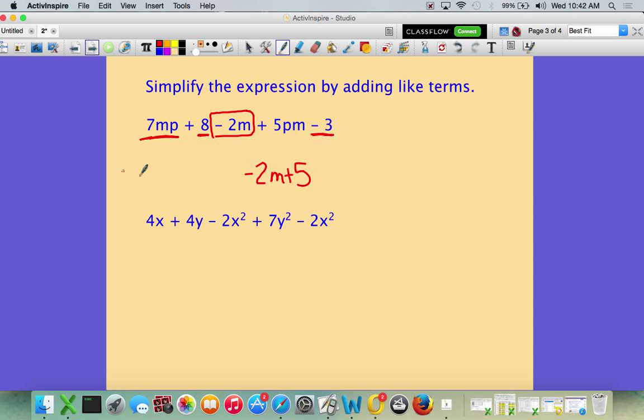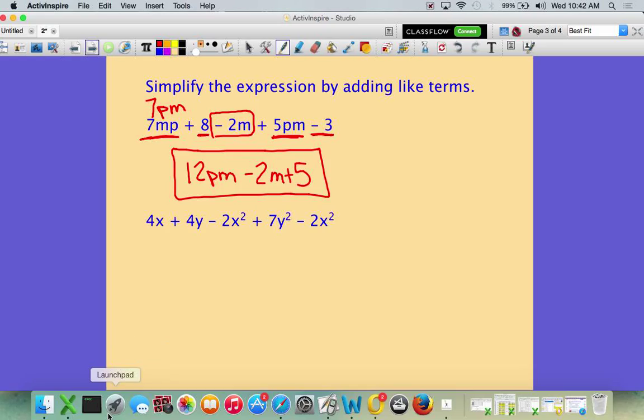Now this and this, those look pretty similar. Remember, we can do the commutative property where we can make these look the same. This first one, I could rewrite as 7pm. Now because of that, we see that we have like terms here, so we can add those. So we've got 12pm minus 2m plus 5. That would be as simplified as we can get. We don't have any other like terms there, so that would be our final answer.